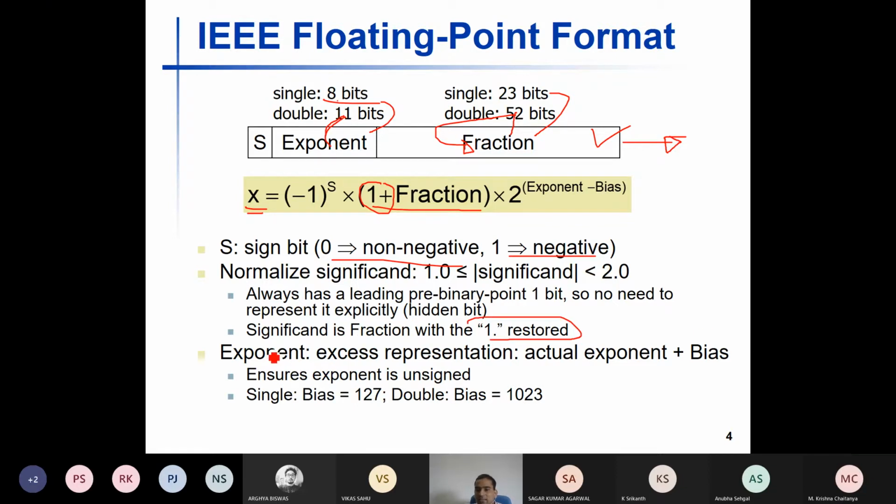Another thing is that the exponent we store is in the form of an excess exponent. That means whatever exponent we have, we add a bias to it. Why we add the bias, I will show in just a moment. But one thing is it ensures that the exponent is unsigned. For single precision, our bias is 127. For double precision, our bias is 1023.